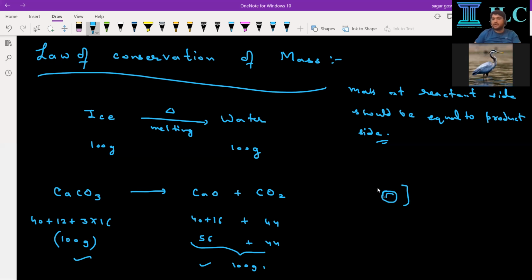So yes, if there is a nuclear bomb, it will not follow the law of conservation of mass. Initial mass was less, but the final after bomb blast is quite large. So in the nuclear reaction, it is a drawback. You can't apply your law of conservation of mass in nuclear reaction. You have heard nuclear fission, nuclear fusion. Okay, we will discuss it as well. Nuclear reactions.